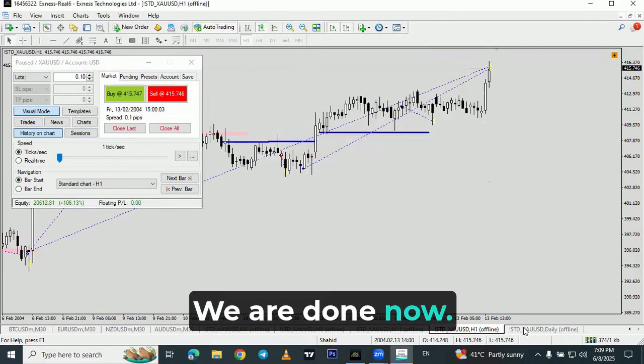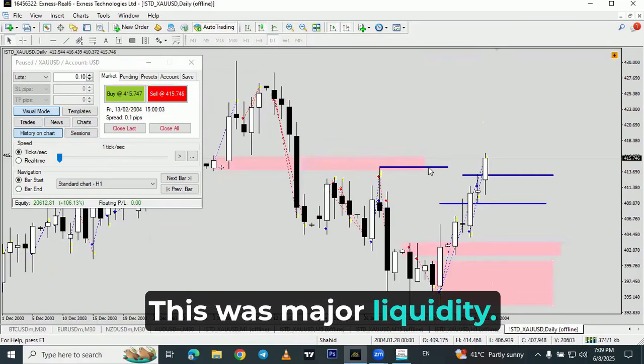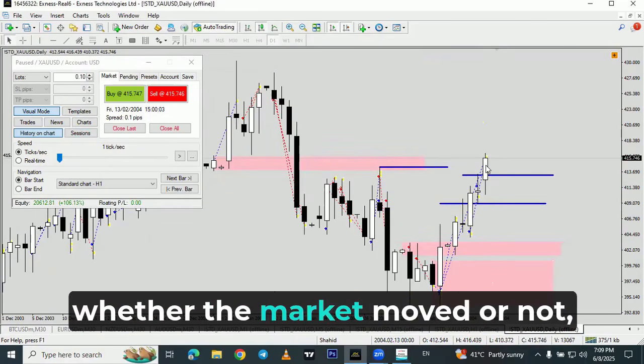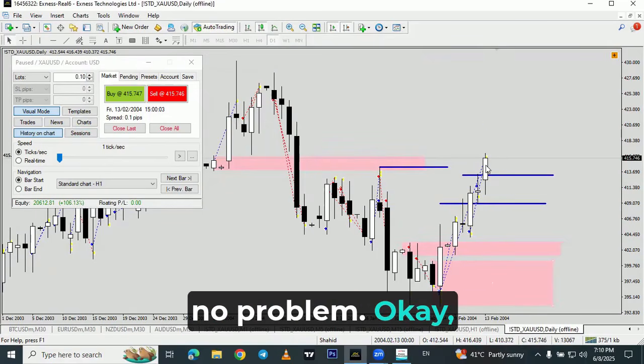We are done now. This was major liquidity. After picking it, whether the market moved or not, no problem. Okay, we will start from here in the next class.